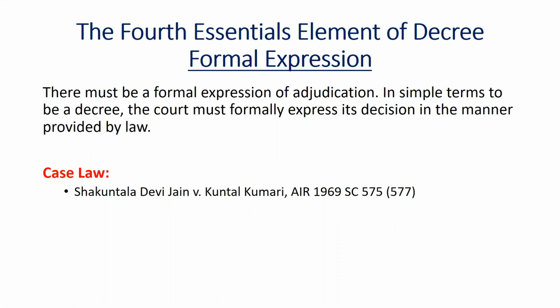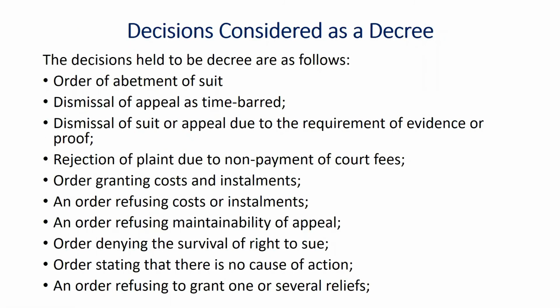डिसीजन कंसिडर्ड एज डिक्री, ये जो डिसीजंस है इनको डिक्री बोला गया है. Order of abatement of the suit, dismissal of appeal as a time bar, dismissal of suit or appeal due to requirement of evidence or proof, rejection of plaint due to non-payment of court fees, order granting cost and installments, an order refusing cost or installments, an order refusing maintainability of a fee, order denying the survival of right to sue, order stating that there is no cause of action, an order refusing to grant one of or several reliefs.